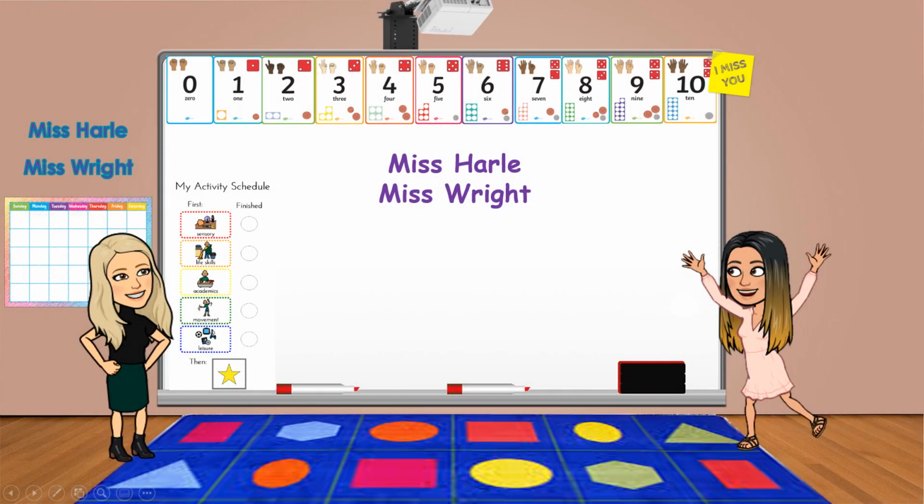Everyone! In today's maths lesson, we're going to be revising addition and focus on counting on. Okay, let's get started.